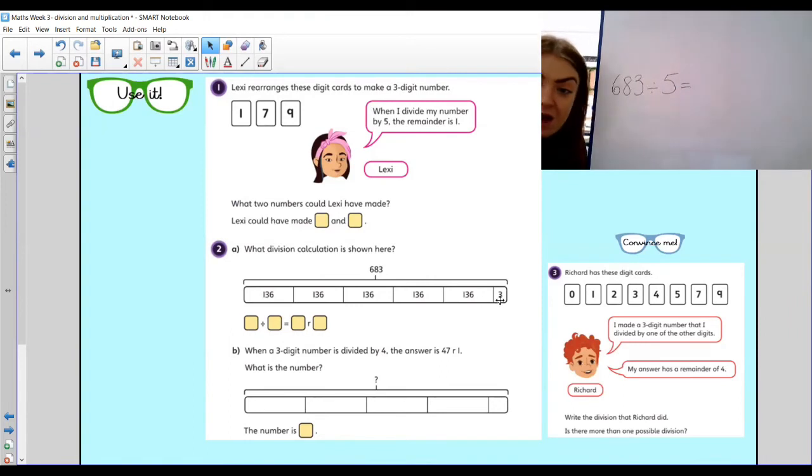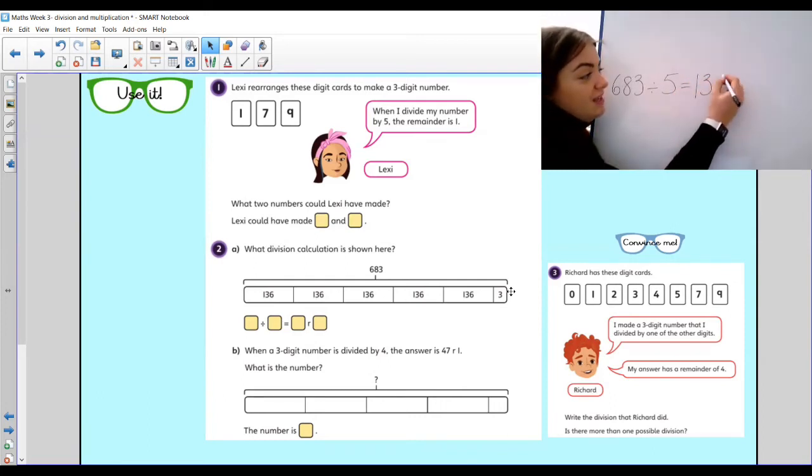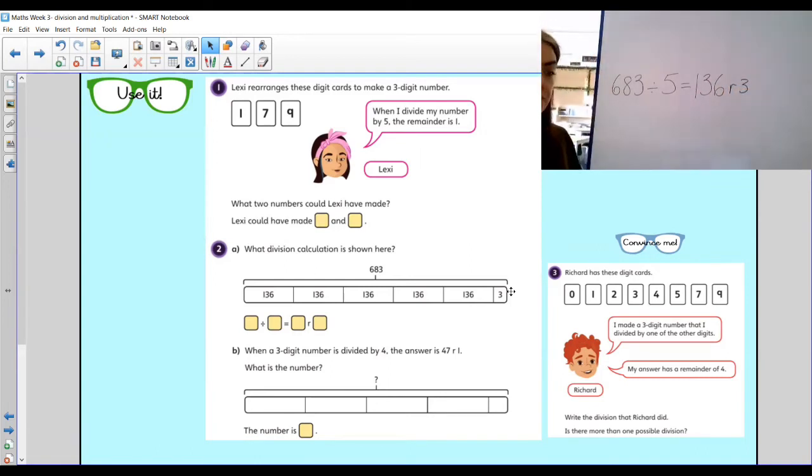Okay, because remember that 3 is your remainder. Okay, because it's not another equal group. This is just what's left over when I've divided it into those equal groups. So you may have put 6 groups, but is that 6 equal groups? No, it's 5 equal groups, and then you've got your 3 remainder, okay? So I've divided it by 5, and my answer is, so how many are equal groups? There are 136 in each group, and there is remainder 3, okay?